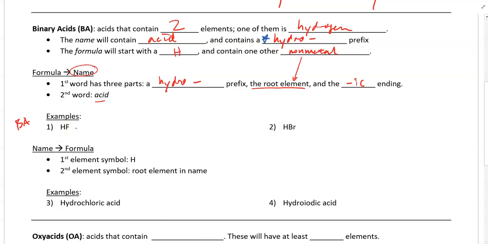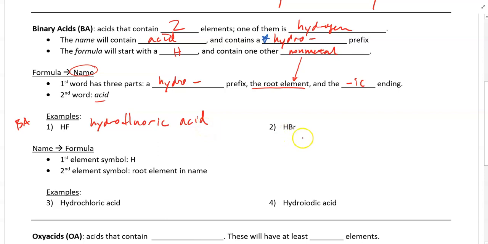Let's try this out. The first word has three parts. It's got hydro, then the root element is going to be fluor, and then the last ending is going to be ic. So we're not just going to write out hydrofluorine-ic. It's going to be hydrofluoric. And then, because it's an acid, we write the second word, acid. So hydrofluoric, all one word, acid.